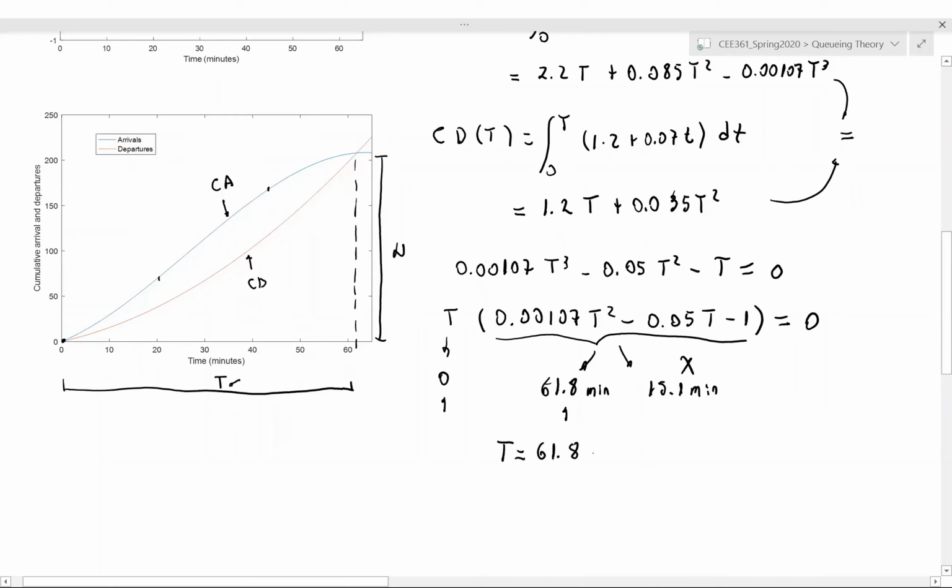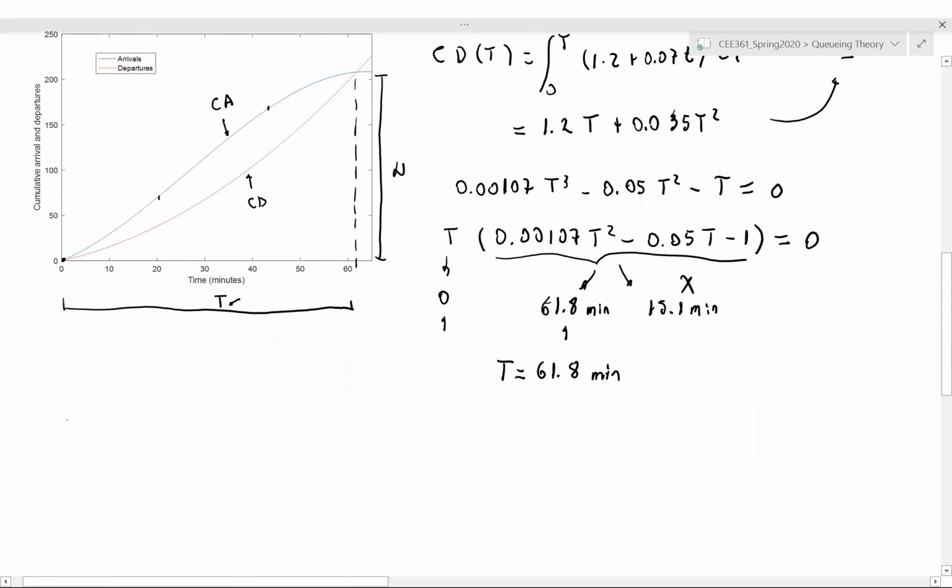That's the time at which the queue dissipates. And then I can write the total delay in the system, D of t, as the integral between 0 and 61.8 of the cumulative arrivals times dt, minus the integral between 0 and 61.8 of the cumulative departures dt.